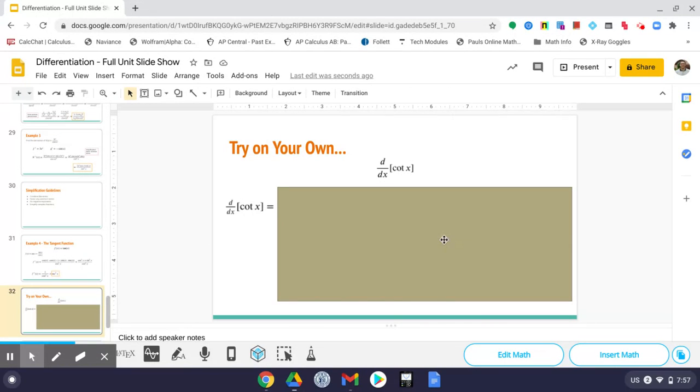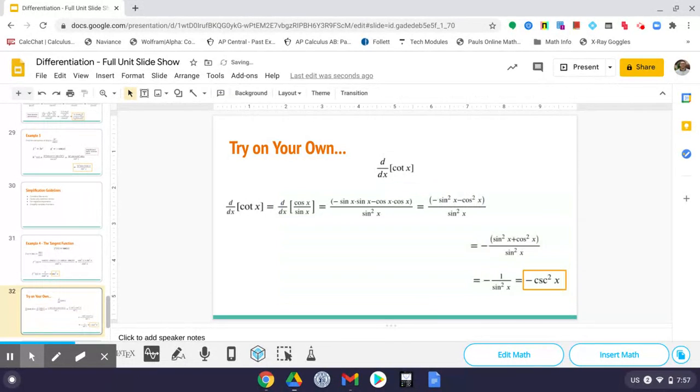Okay, hopefully you did that. Hopefully you had a chance, and hopefully you were successful. Here is the answer, and here is the process. So cotangent is cosine over sine. It's a very similar process.